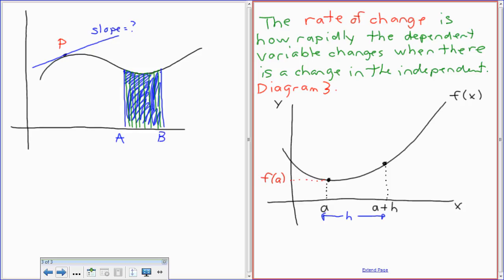Where's the y? What's the y value going to be for the point over here on the left? It'll be f of A plus h. Right? Because all I'm saying is, let's say A is 3 and h is 4. This would be like f of 7, right? That's all we're saying. So this is going to be f of A plus h.